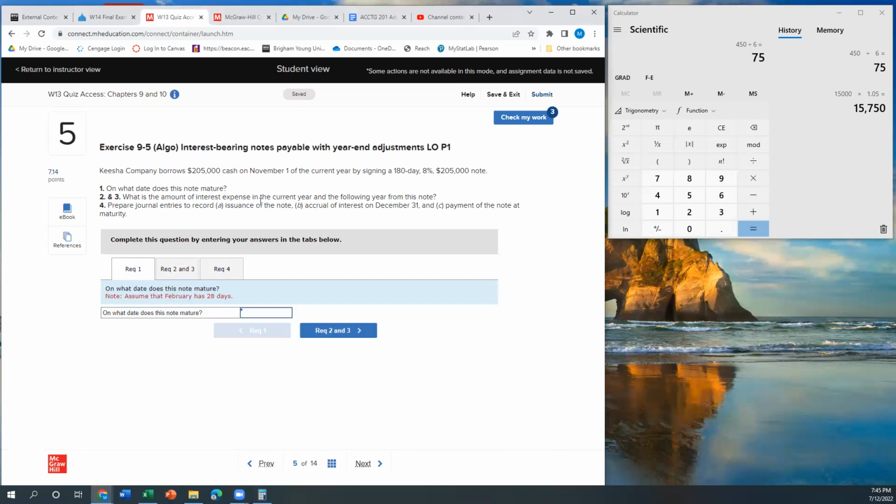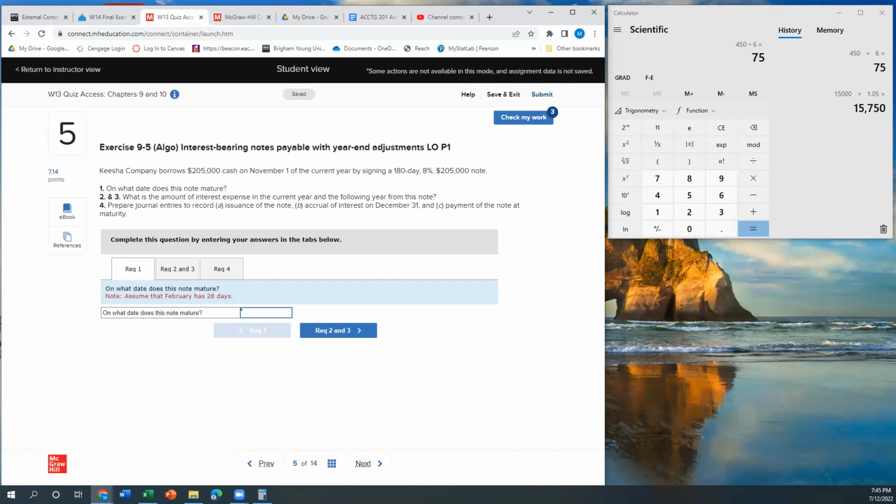The first one, for me, these are the hardest. I hate these where it's like, what date does it mature, especially when it's not just assume 30 days per month. Here they want us to assume, where did I see it? Assume February has 28 days.